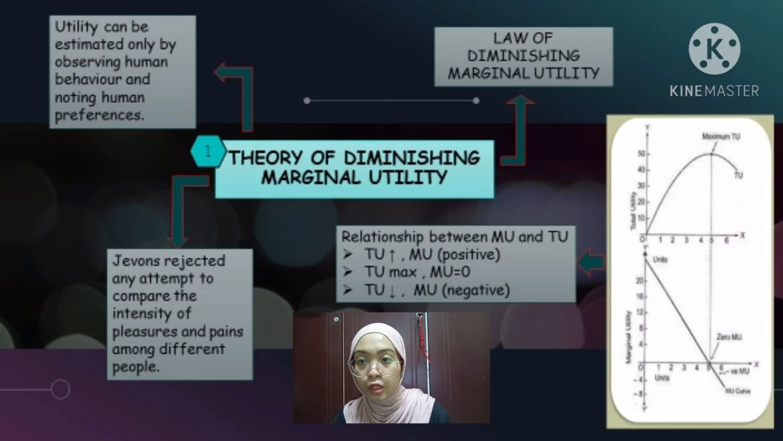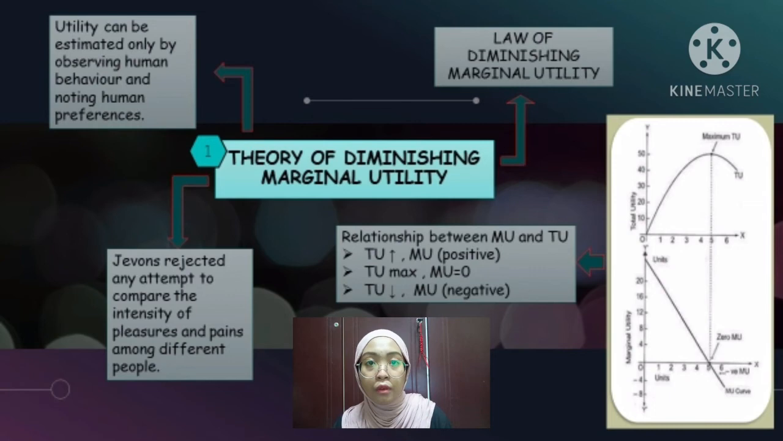Utility cannot be measured directly, at least with the tools at hand, because utility can be estimated only by observing human behavior and noting human preference. Jevons rejected any attempt to compare the intensity of pleasure and pain among different people. I will discuss the law of diminishing marginal utility based on the graph.